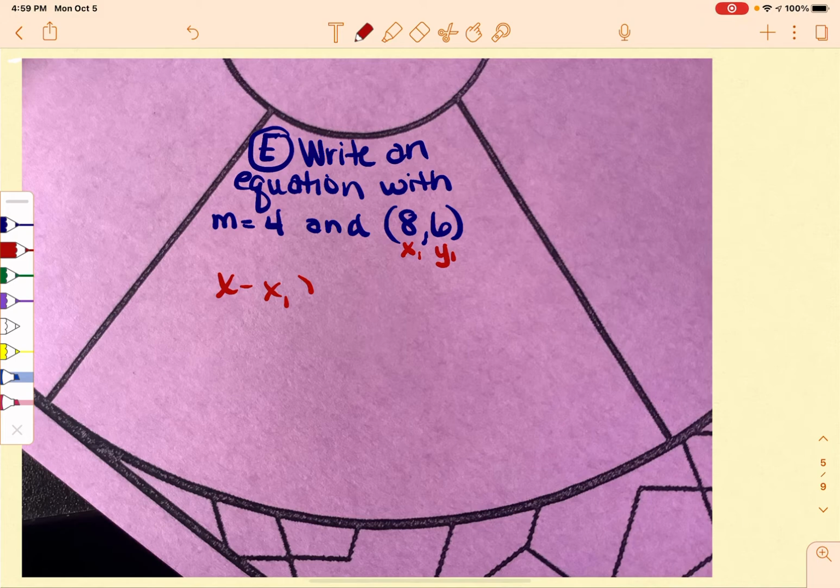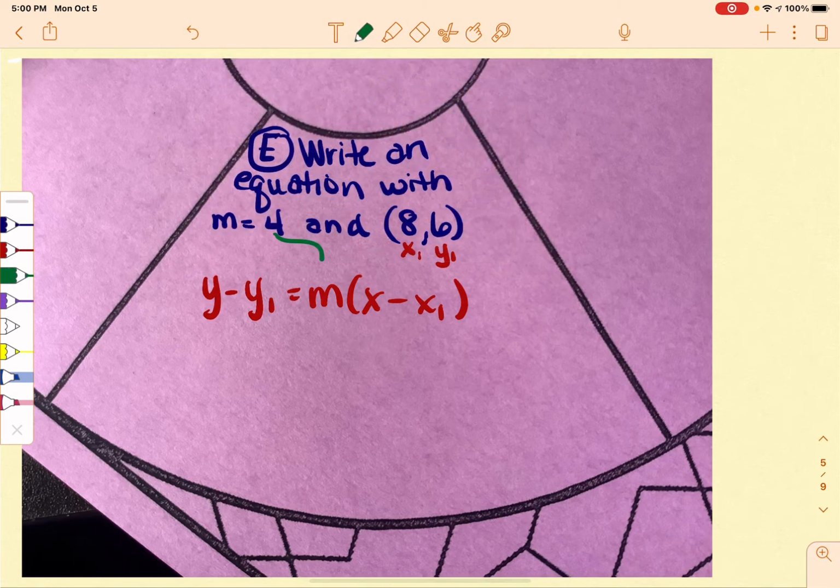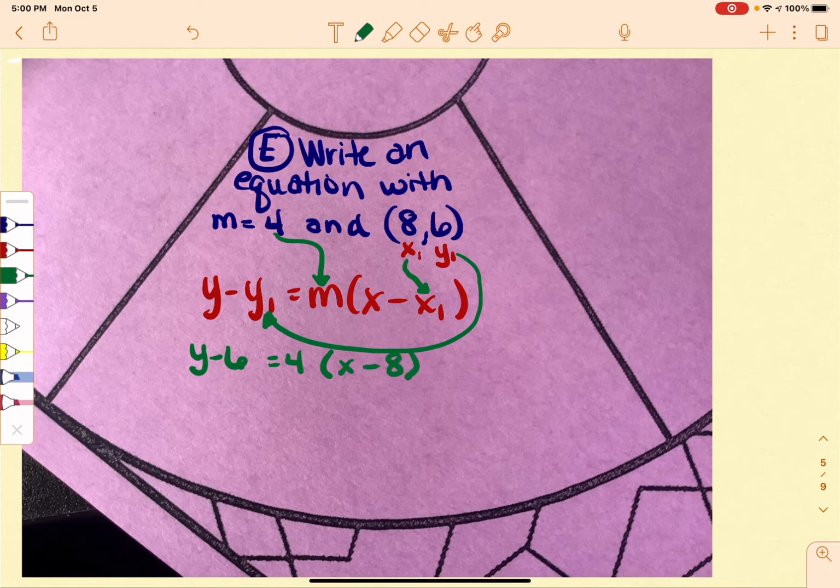Now I'm going to go through and I'm going to write out my general equation and I'm going to start drawing some arrows so I know where things are getting plugged in. So m is going to go here. X sub 1 is going to go there. And y sub 1 is going to go there. So it's going to be y minus 6 equals 4 times (x minus 8). Now that is an equation, but most of the time we said it's got to be in y equals form. So that means I'm going to have to do a little solving.